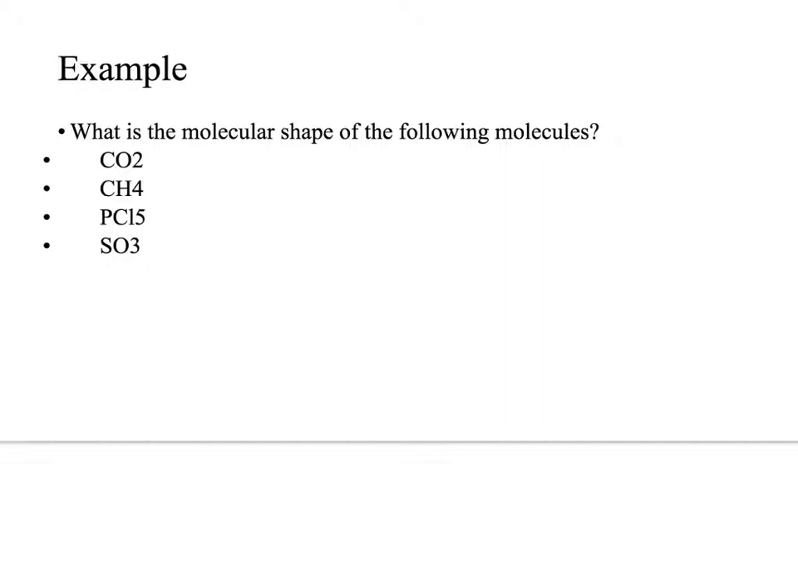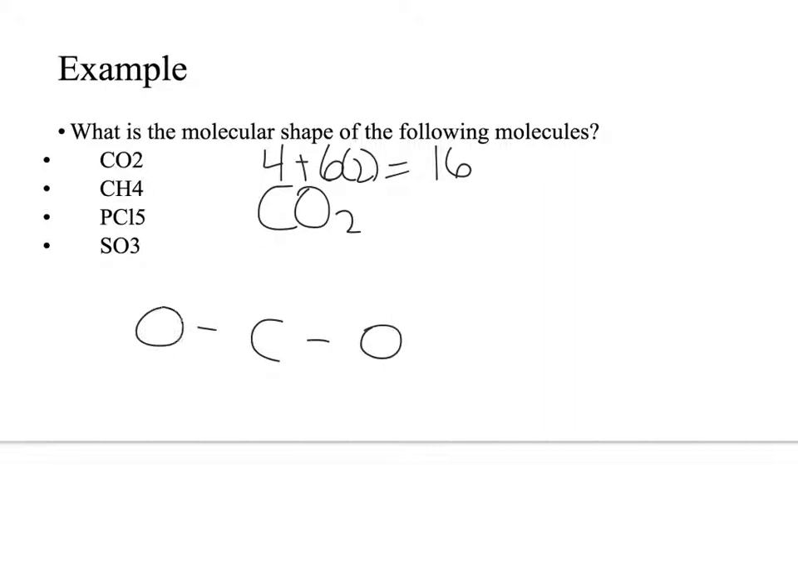We're going to start by drawing a structure and then find our shape based off that. So CO2, we've got 4 plus 6 times 2 valence electrons. That gets us a total of 16. So we've got C, O, O. That'll be 2, 4, 6, 8, 10, 12, 14, 16.